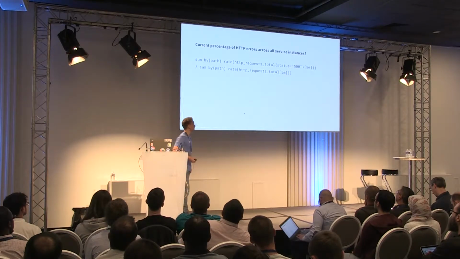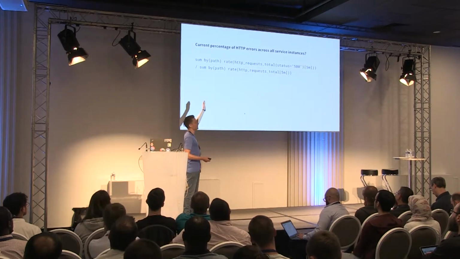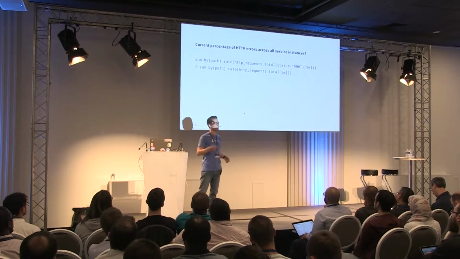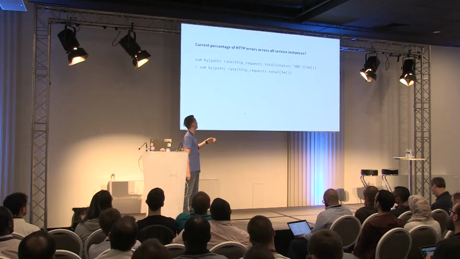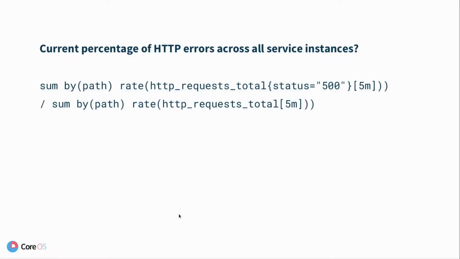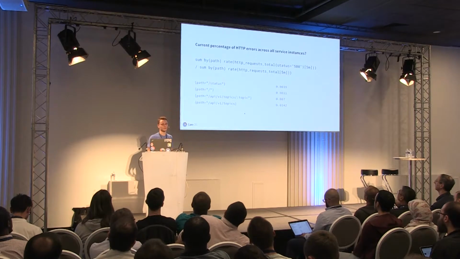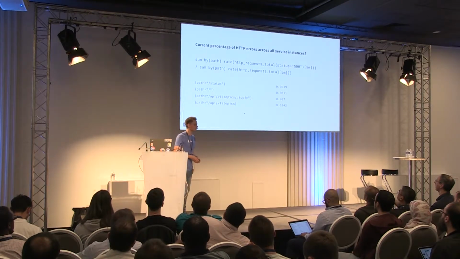So what we do is we sum ordered by path. That's the endpoint path of our API. And we do a rate over HTTP requests, filter it by status 500, so the ones that didn't succeed, and do that by the last 5 minutes. And we divide that by the same thing, but just not filtered by the 500 errors. And what Prometheus returns us here is just a simple result.